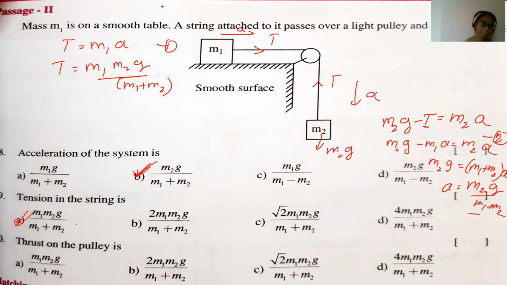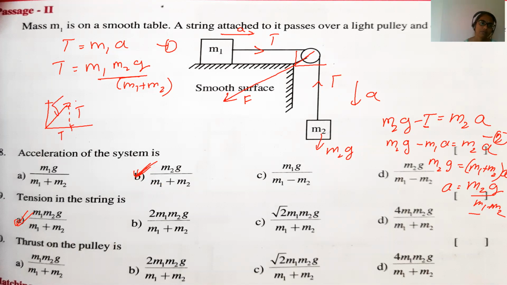Right, children? Next, the thrust on the pulley. How much thrust will act on the pulley? See, both forces are perpendicular to each other, so the resultant force will act in this direction. Just imagine a triangle, children. It will be like this, a vector coming like this, and the sides are the same. This side is tension, here also T, here also T.